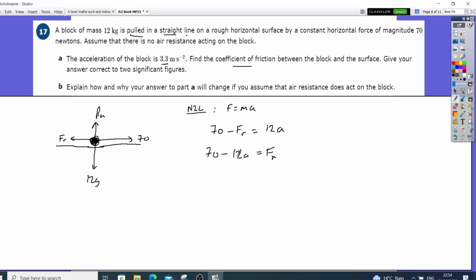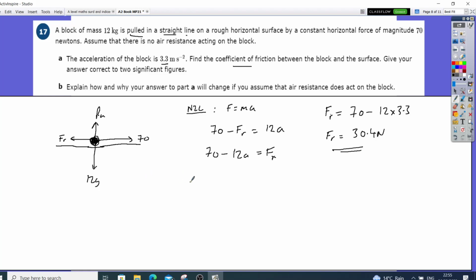Now we've been told that acceleration is 3.3, so friction will therefore equal 70 minus 12 times 3.3. So the friction is, let's just quickly do this, 12 times 3.3, take that from 70, you will end up with 30.4 newtons. That's the friction.